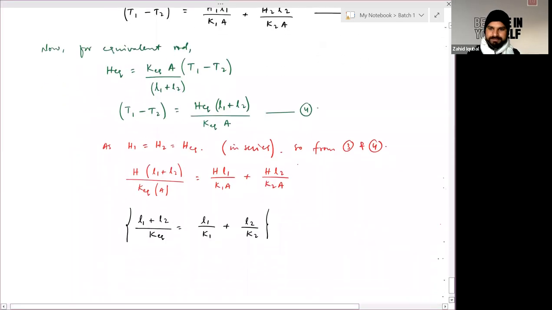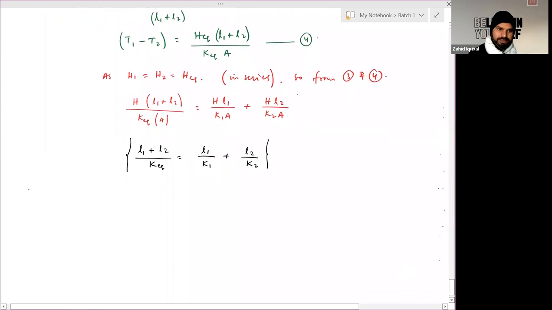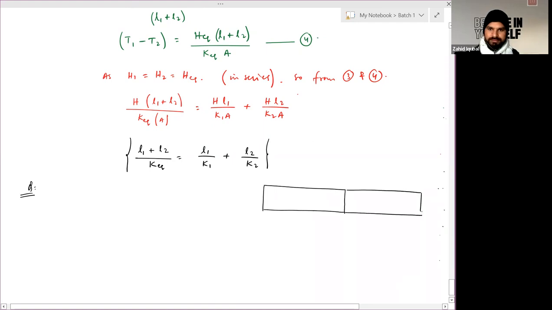So on the basis of this part, let me give you a question. Suppose this is the first rod and this is the second rod. Thermal conductivity of this is 0.8 and thermal conductivity of this is 0.4. Length of rod from this point to this point is 0.4 meter. Point 0.1 meter. Then find K equivalent. Try to solve according to the above formula.